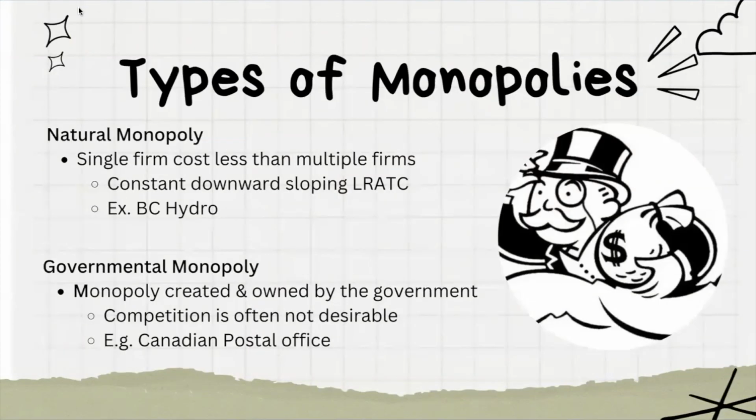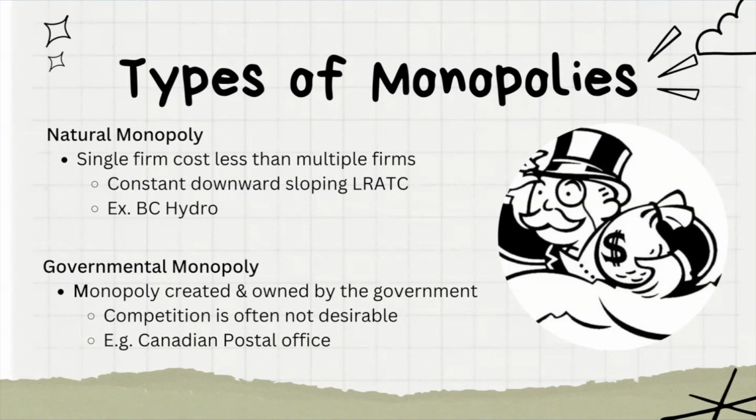There are multiple types of monopolies in the market, and today we're going to talk about four of the main ones. First of all, we're going to talk about natural monopoly. Natural monopoly forms when a single firm costs less to produce than multiple firms. It usually is presented when there is a constant downward sloping LRATC. And an example of this kind of monopoly is BC Hydro.